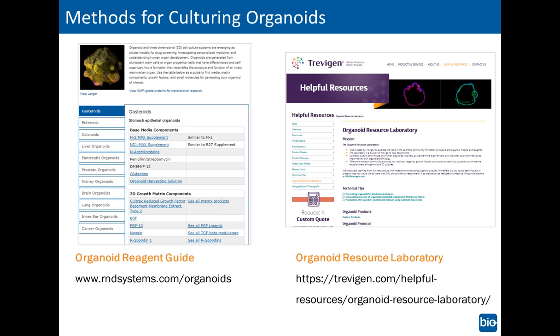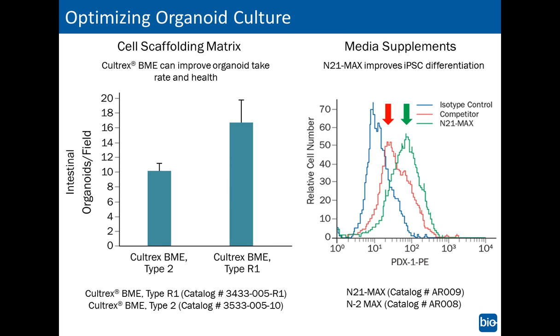Another good resource is the Organoid Resource Laboratory from Trevigen's website, and this actually provides detailed protocols as well as helps with the media formulation and getting started in the organoid culture realm. So at Bio-Techne, we're also interested in optimizing organoid cultures for ourselves and for other researchers. An example of this is on the left side here. This bar graph is from Trevigen, and you can see that the intestinal organoids are normally cultured in Cultrex BME type 2.